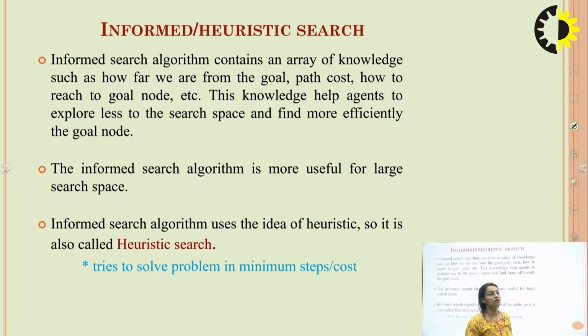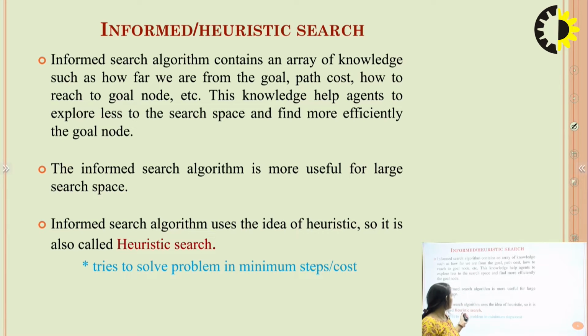This algorithm is more useful when I am having a large search space. In this algorithm, it uses the idea of heuristic. Heuristic basically means the approximation to anything. Like if I want to reach some destination, I must have previous knowledge and a rough estimate of how to reach that destination. So this is basically the idea of heuristic, and that is why it is also known as heuristic search.